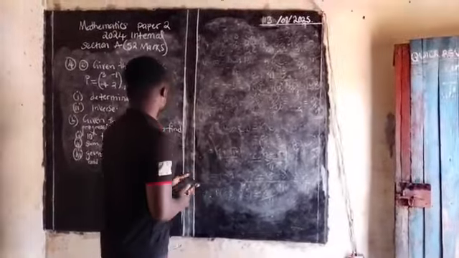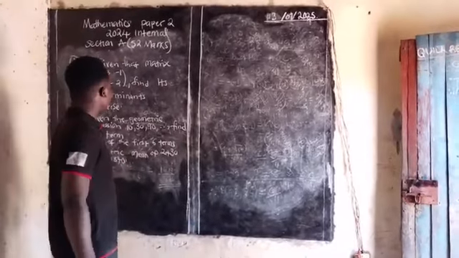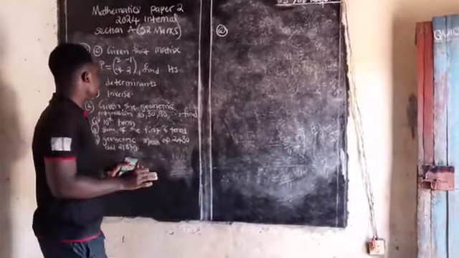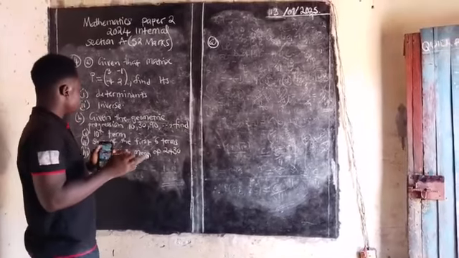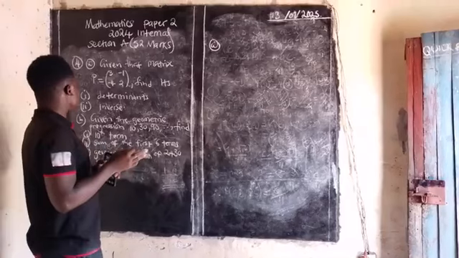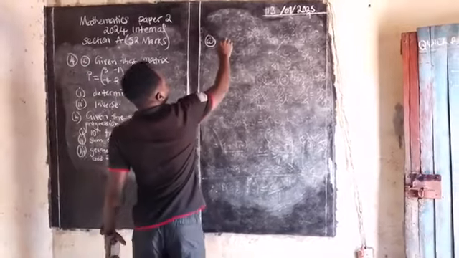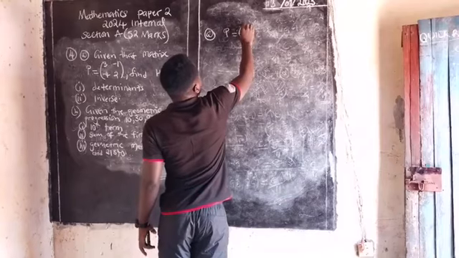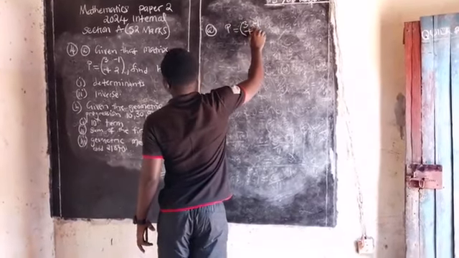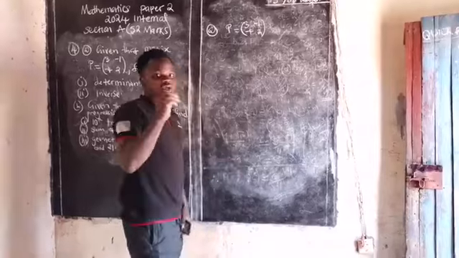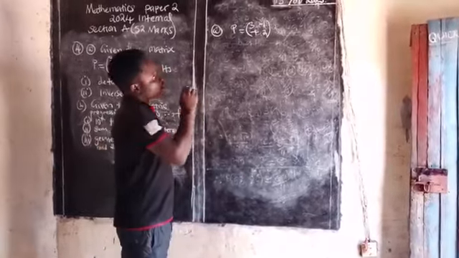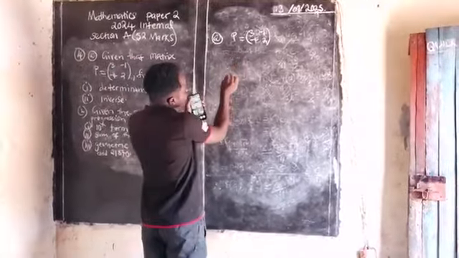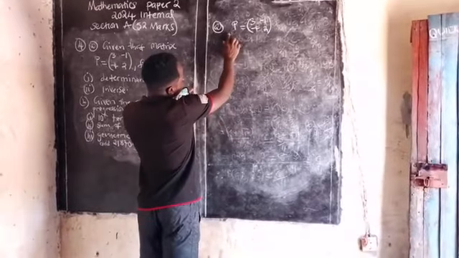Alright, so we are going to do the solution for question 4A. Question 4A is the matrix. It says, given that matrix P, we have 3, -1, -4, 2, find its determinant. So matrix P is like this: 3, -1, -4, then 2. When you are finding the determinant of the matrix, you need to take note. This matrix is the matrix P.